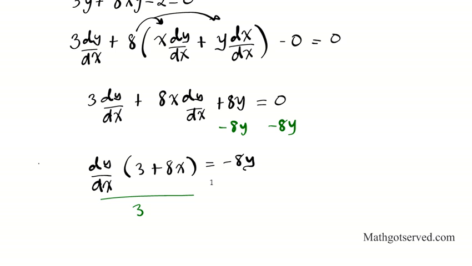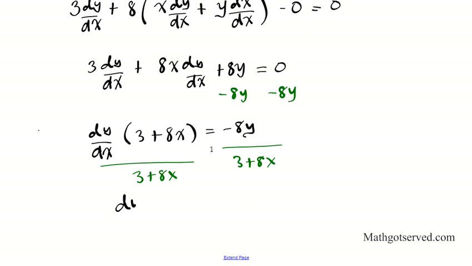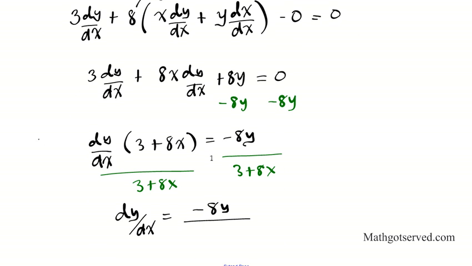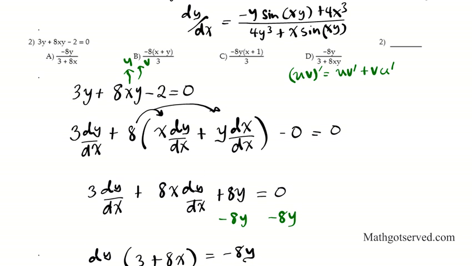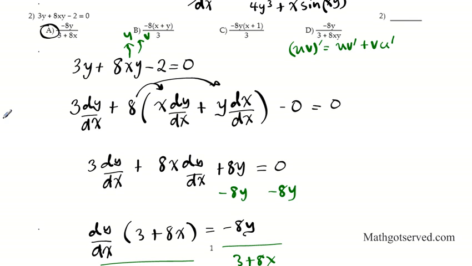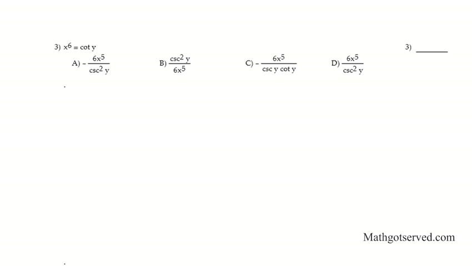Now I can divide both sides by 3 plus 8x. And then our final answer, dy/dx, is going to be negative 8y divided by 3 plus 8x. Okay? Alright, so let's see which one matches with our answer. The answer is option A, negative 8y over 3 plus 8x. Alright, let's move on to question number 3.